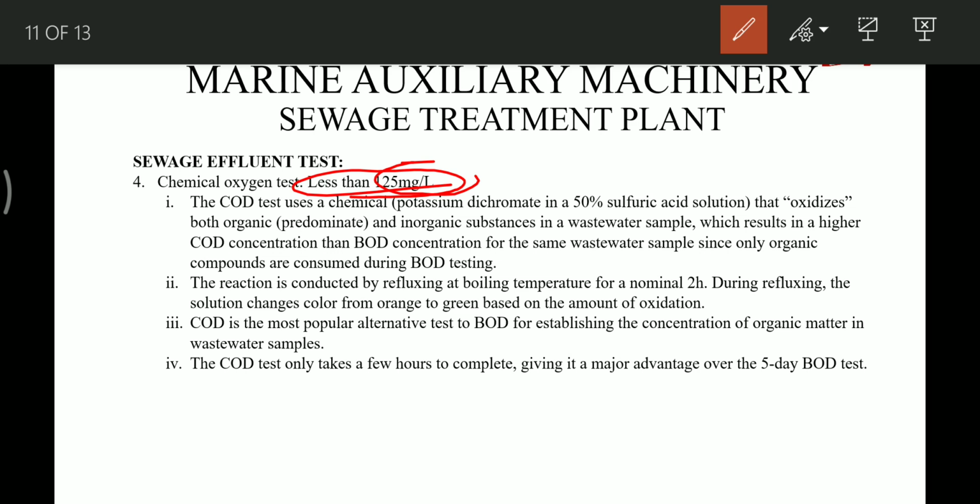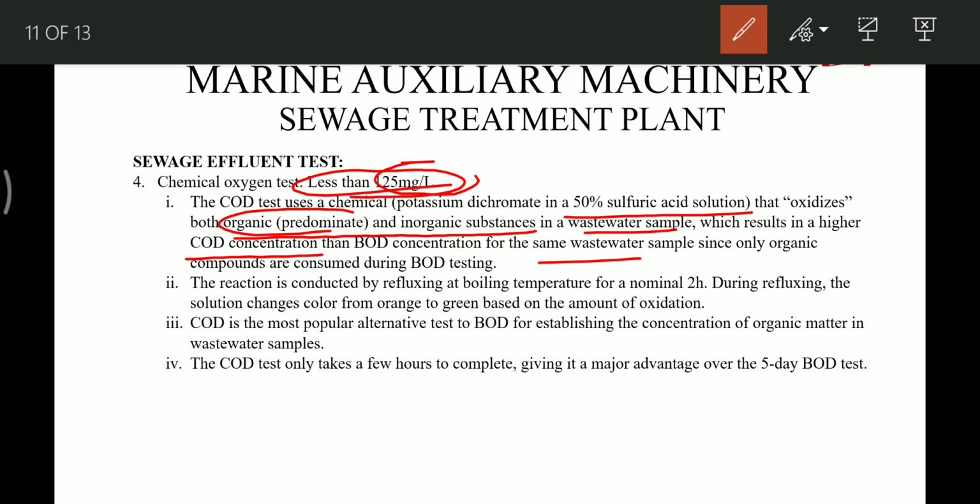The COD test uses a chemical, potassium dichromate in 50% sulfuric acid solution, that oxidizes both organic and inorganic substances. As I already told you, BOD is only for organic, whereas COD is for organic and inorganic substances in the wastewater sample, which results in a higher COD concentration than BOD concentration for the same wastewater sample.